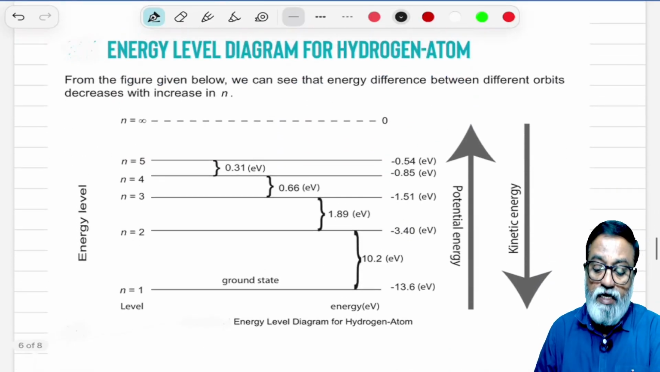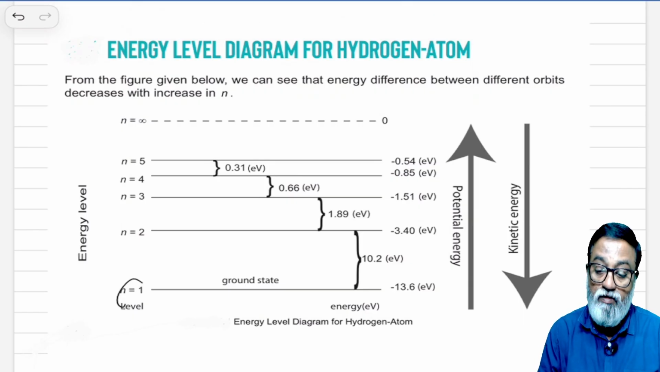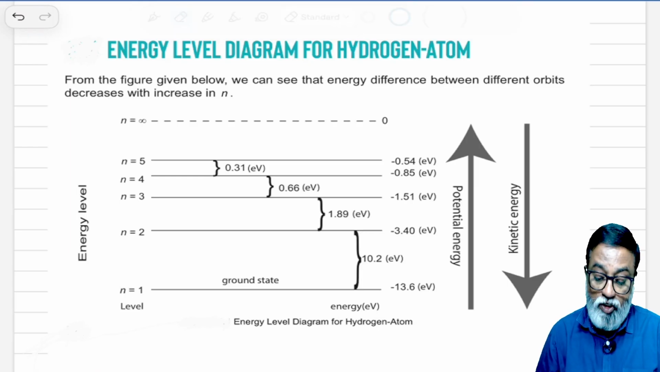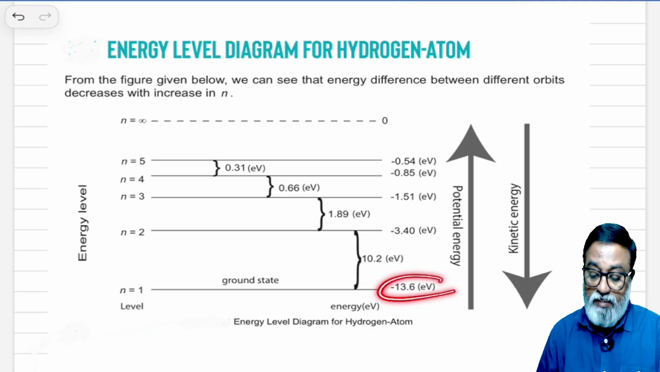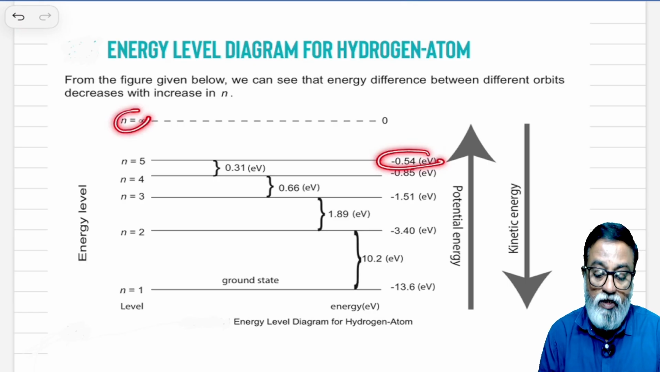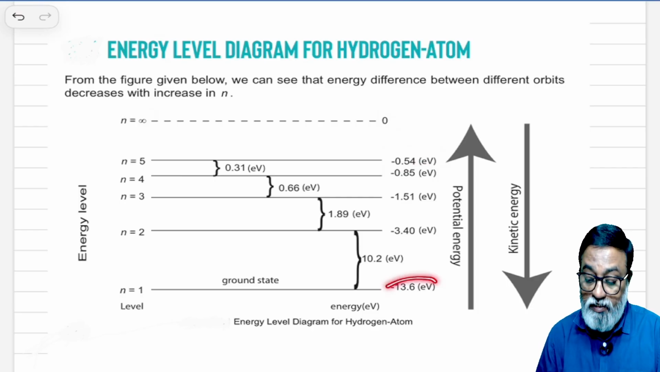See here, this is the energy diagram. n equals 1 level: for this n equals 1, energy is minus 13.6. For n equals 2, minus 3.4. For n equals 3, minus 1.51, then minus 0.85, minus 0.5, up to the infinity level, which has 0 energy. Therefore, the infinity level has the highest energy, 0, and the others are negative.